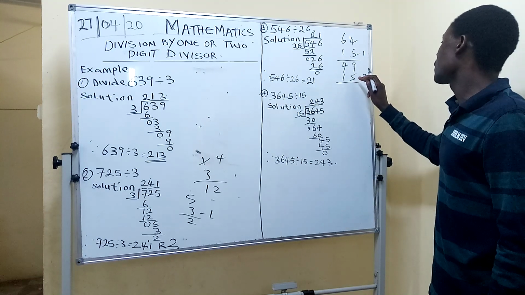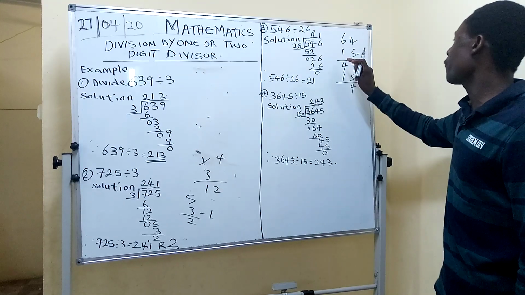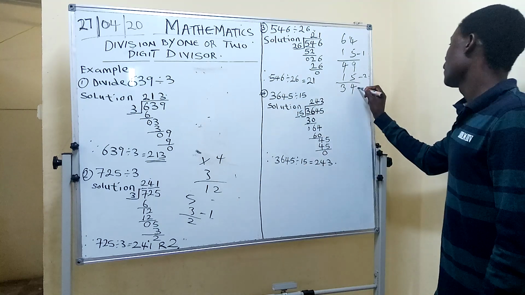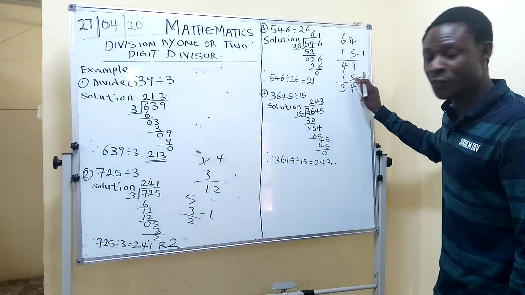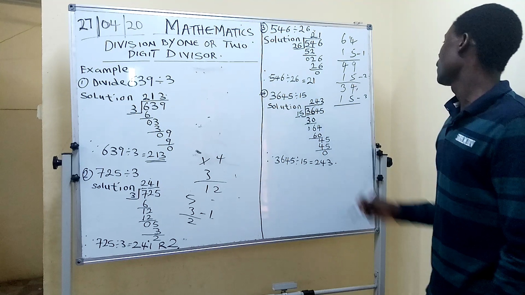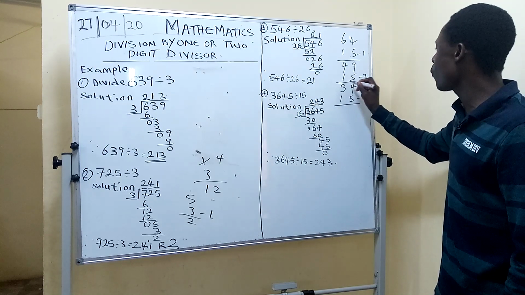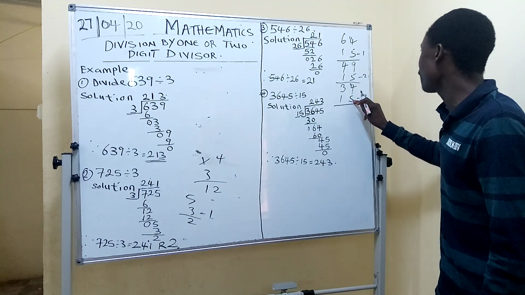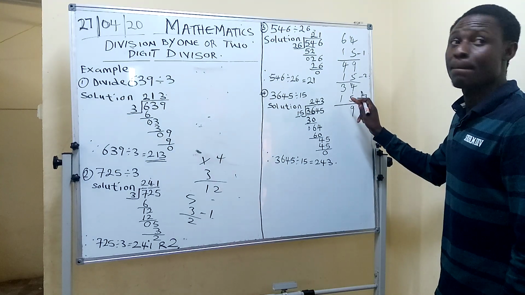Now, take 5 from 9. You have 4. Take 1 from 4. You have 3. Still, 34 is still bigger than 15. You have now 15. Take 5 from 4. It cannot. You borrow 1 again. You take 1 to 4. It becomes 14. Take 5 from 14 is 9.